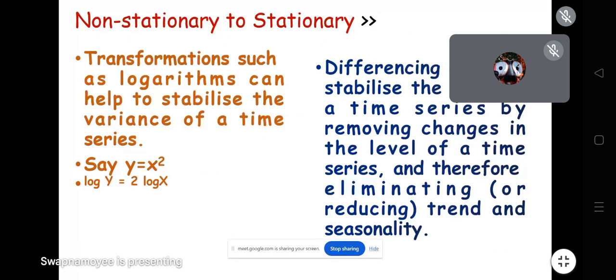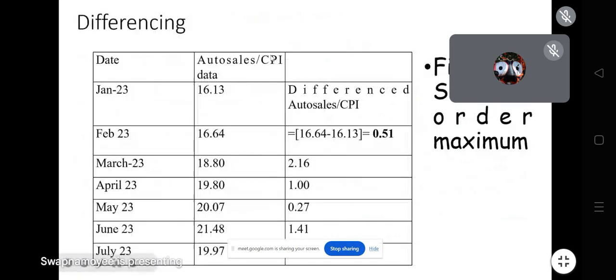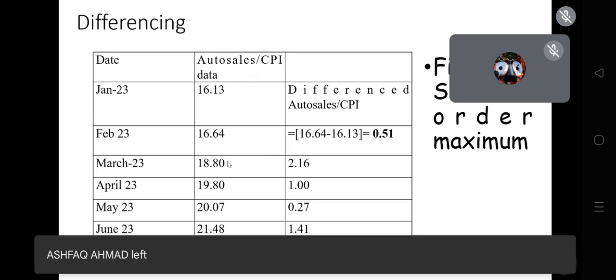So when it is non-stationary, first let me tell you what differencing is. Differencing means you are lagging the data by 1 period. Now just see this data, the table on the screen. This is time series data for January, February, March, April, May, July, with auto sales and CPI data given here. Now suppose I plot and find that my auto sales data are not stationary. It has a trend or seasonality.